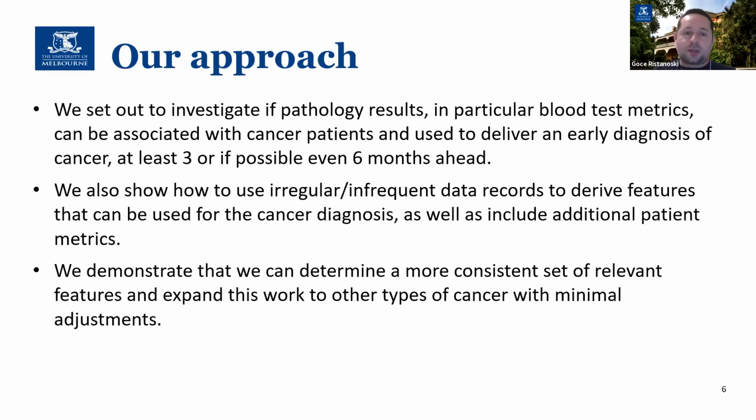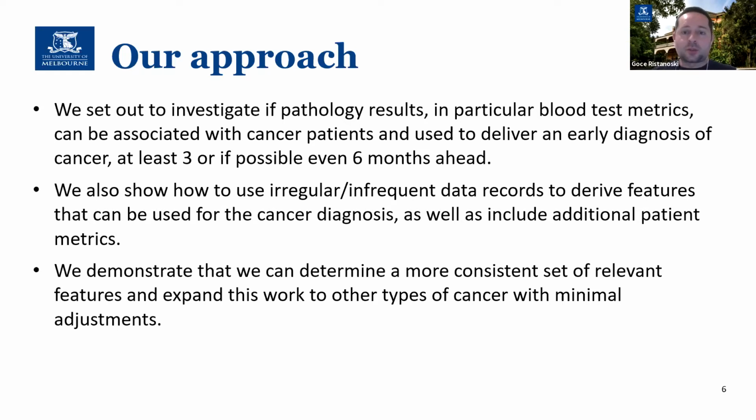So what we decided in our work is to investigate if pathology results, in particular blood tests, can be associated with cancer, and if they can be associated with cancer, if it is possible to use them in order to deliver 3 or possibly even 6 months early-ahead diagnosis for cancer. Now, current practice is usually focused on something like 3 to 4 months ahead of cancer, depending if there are some kind of symptoms present with the patients a bit in advance, and we are trying to at least match that period or possibly extend it even more.